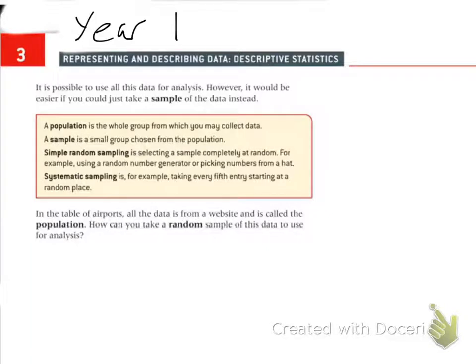Okay, year one IB. We're going to start chapter 3, E. This is 3E. We're going to talk about representing large groups of data, and saying, hey, do I really want to use all this data, or is there a better way, maybe, of taking this data and shrinking it down and still make some use out of it? And so to do that, we got to know some terms here.